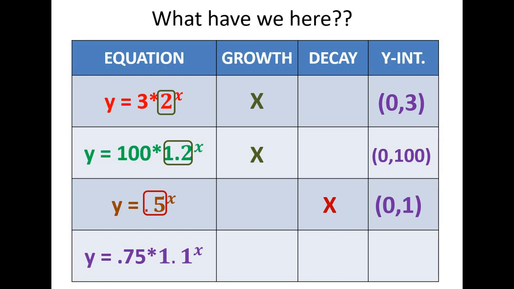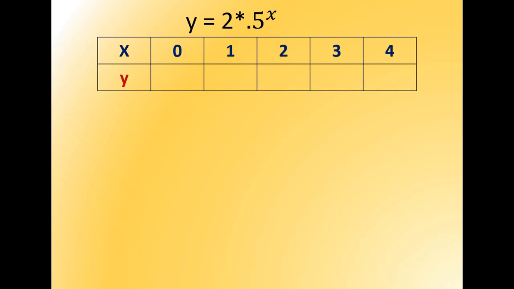Okay? And then the last one, got one more to do. y equals 0.75 times 1.1 to the x. Again, we've got growth because the b value is greater than 1. A is 0.75, so boom, there is my y-intercept. It's that simple in regard to looking at that equation and determining those values.